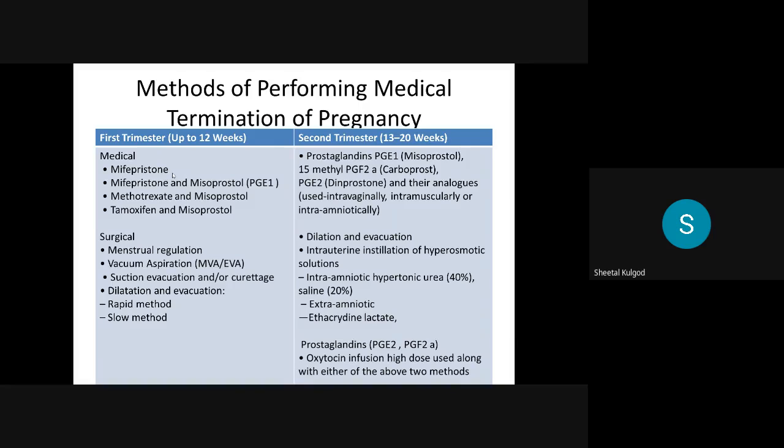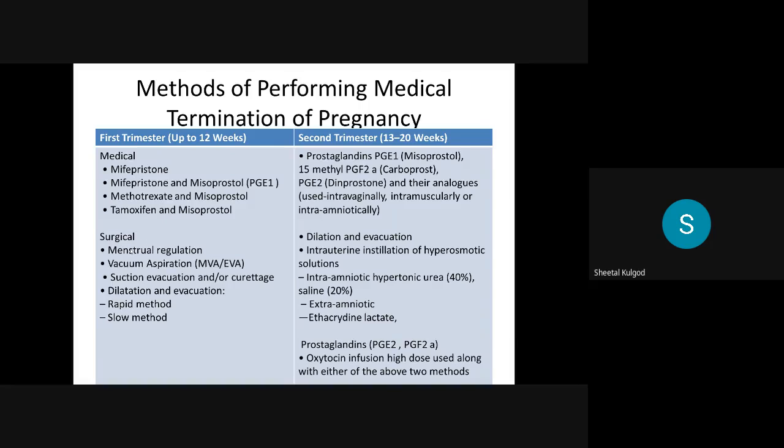chemical content. Then we have a combination of mifepristone and misoprostol. We have methotrexate and misoprostol, and tamoxifen and misoprostol. So these are various combinations of drugs which are used for medical MTPs in the first trimester of pregnancy.